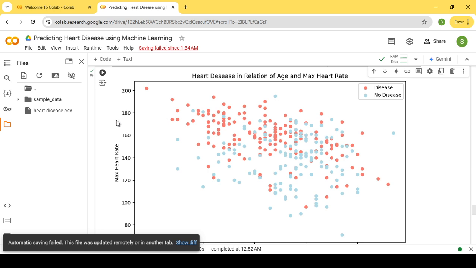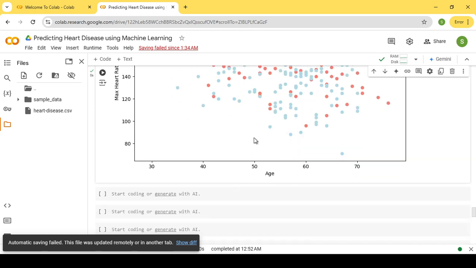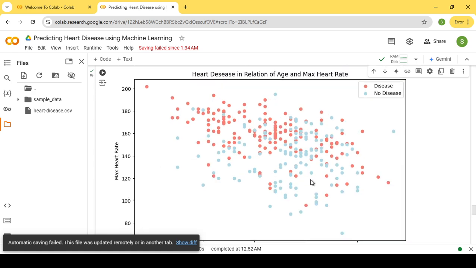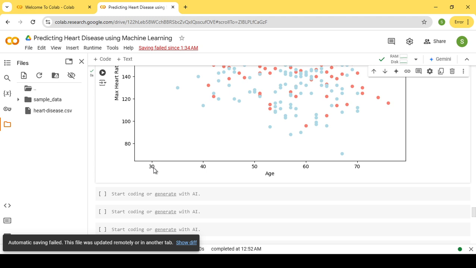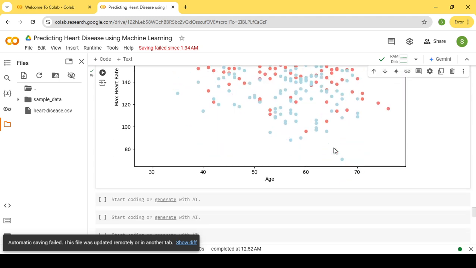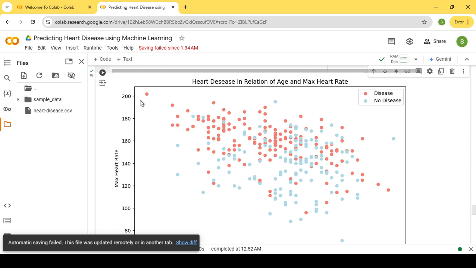So to explain this, the x-axis here represents the age, ranging from younger individuals to older individuals. As you could see here, the age starts from 30, 40, 50, 60, and 70, while the y-axis presents the max heart rate. Typically, higher means more physically fit individuals, and lower, an individual with heart issues.